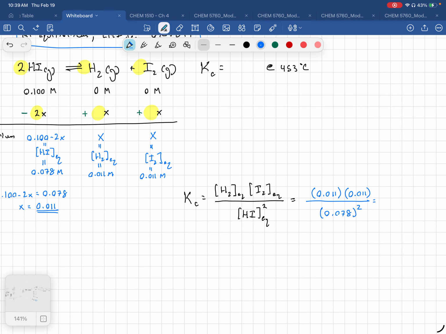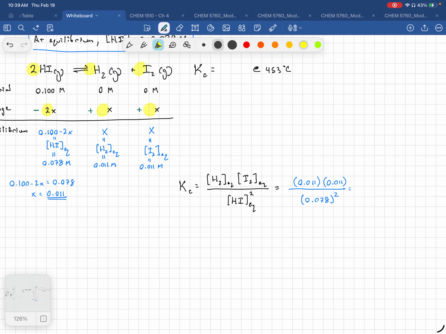So coefficients show up in the change row there, as well as in the powers. Very, very, very common mistake. So if we continue with this calculation, 0.011 times 0.011 divided by 0.078 squared, because that was given to us, but we also used it to calculate x, which was the concentration of H2 and I2 at equilibrium.